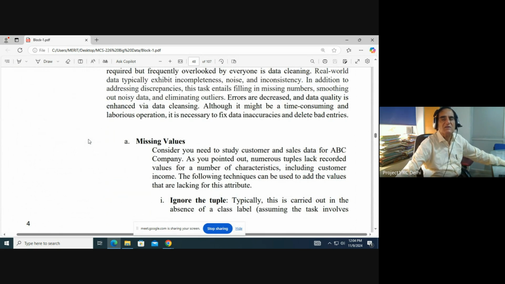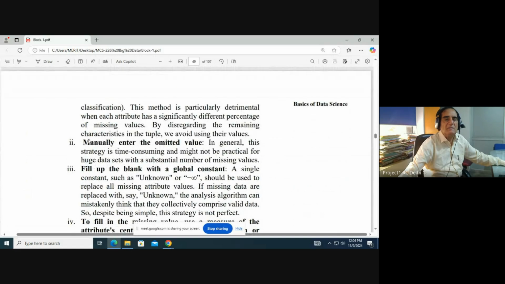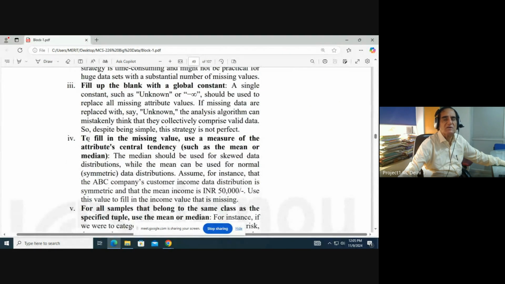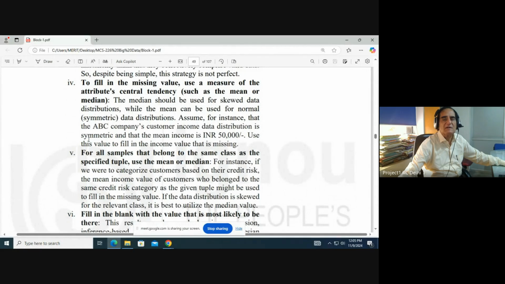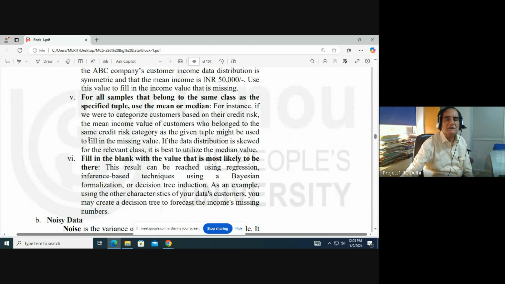So missing values: consider you need to study customers. Ignore the tuple, manually enter the omitted value, fill up the blank with a global constant, fill the missing values and all that. For all samples that belong to the same class as the specific tuple, use the mean or median. Fill in the blanks with the value that's most likely to be there, either mean value or median value. Some value you have to put, because of missing data.